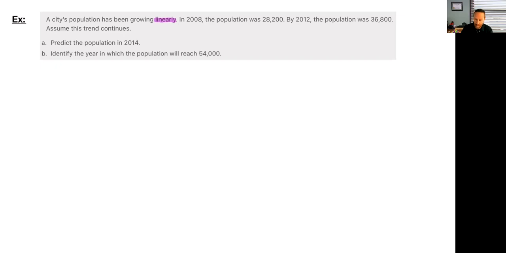Okay. So we got a few more things here that we need to contend with. 2008, that was the population. And in 2012, that was the population. So hopefully you can see an input and output, an input and output, two ordered pairs. Now the numbers are quite large, so this is where you can get a little creative. And instead of saying in 2008, I could call that year zero. This is when I'm going to start.